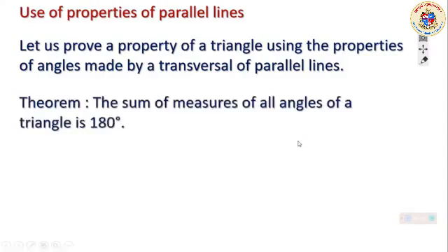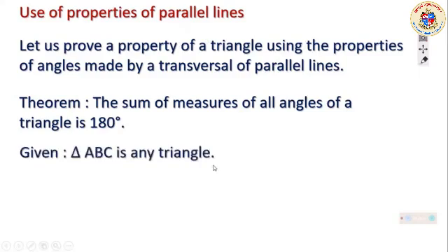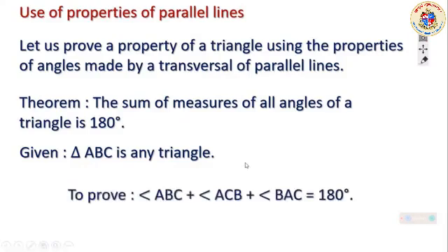The theorem is that the sum of measures of all angles of a triangle is 180. This we know very well. We are using it every time. And you are given a triangle ABC and you are asked to prove that the sum of measures of all angles of a triangle is 180. To prove that, you need to use the just learned properties of parallel lines.